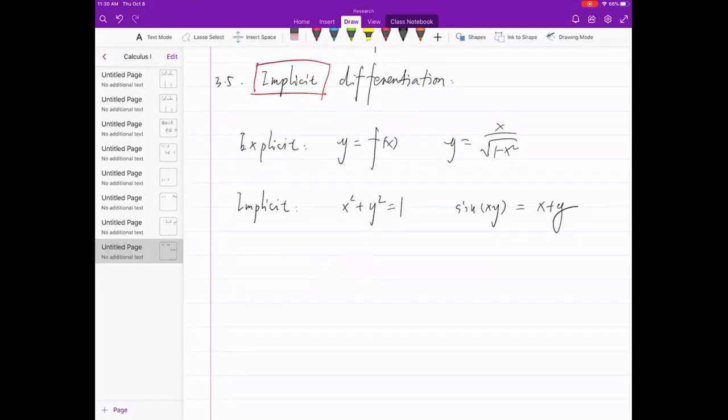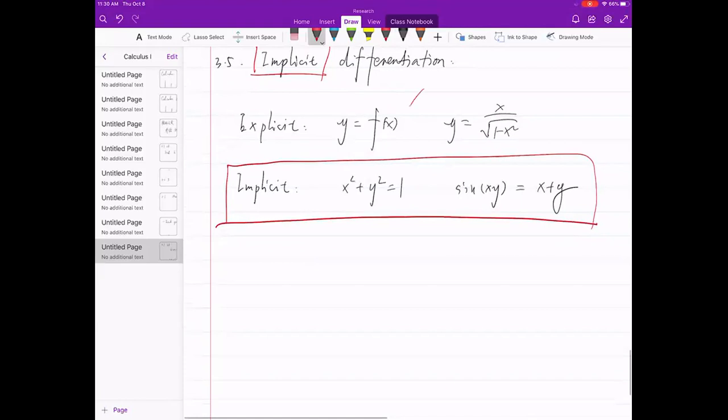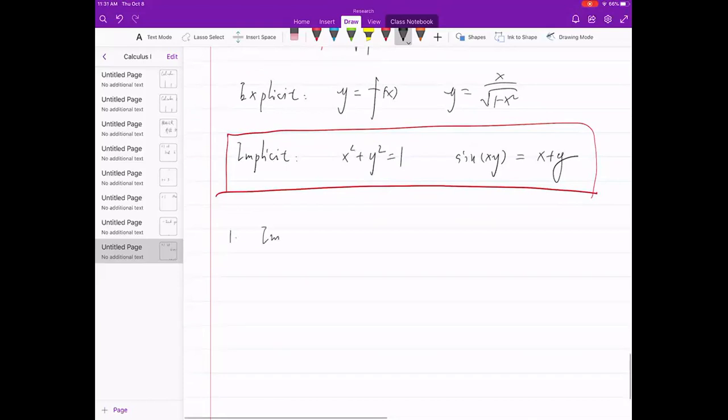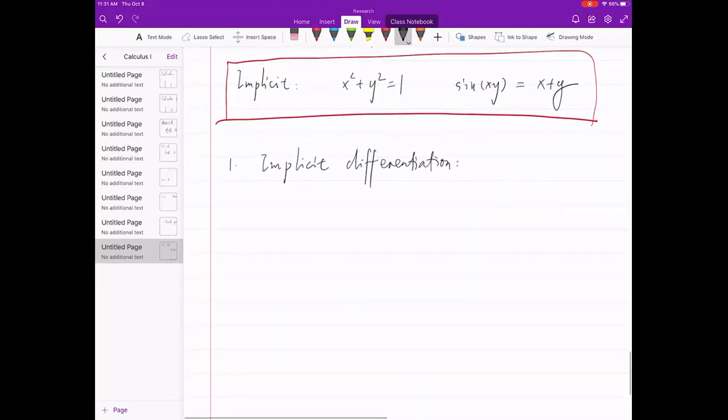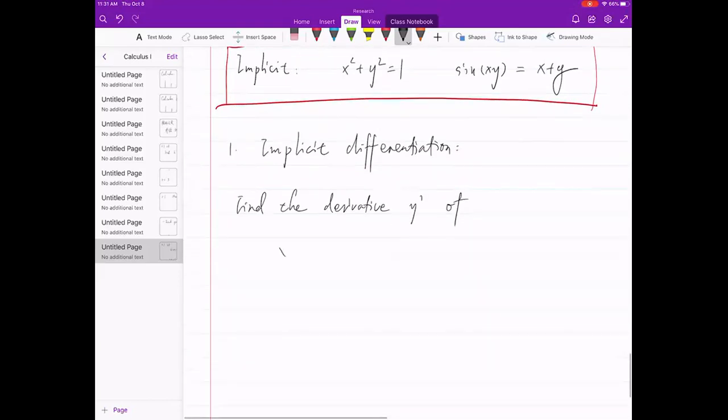Now what we want to do is show how to do the differentiation for this type of equation. Instead of something like this, which is pretty easy, where we have all the rules and formulas. To do that, why don't we just start with the easiest one? The unit circle. Find the derivative y prime of x squared plus y squared equals 1 at the point square root of 2 over 2, square root of 2 over 2.